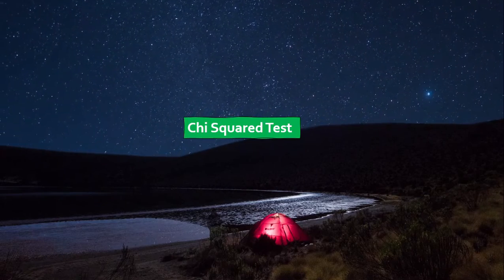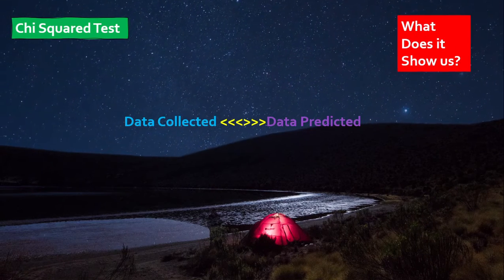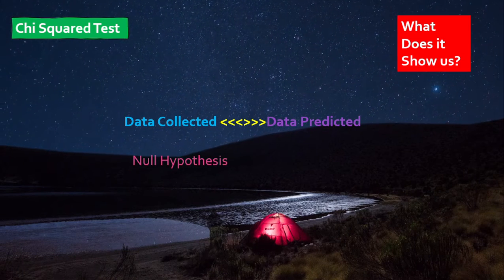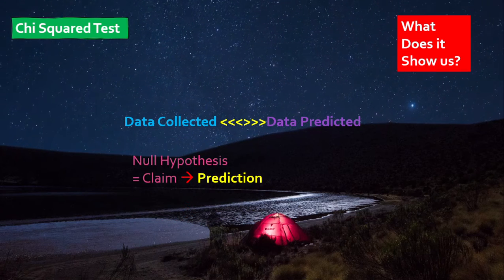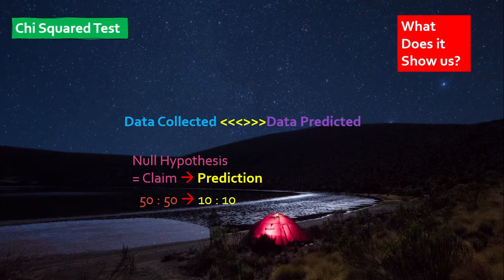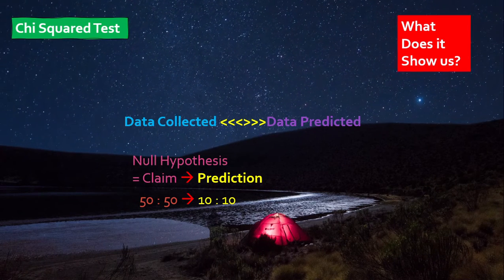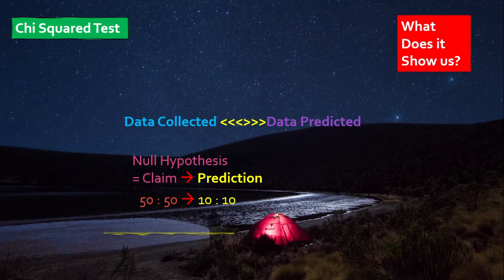That's where the chi-square test comes into play. What does it show us? Well, it basically shows data collected and data predicted. To understand it, first we have to understand the null hypothesis concept. The null hypothesis is the claim that leads into the prediction. For example, a 50-50 claim should be 10 and 10, which results in 20 of the prediction, so it must be separated equally.